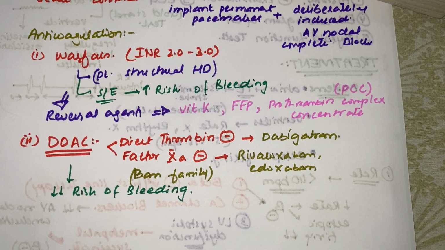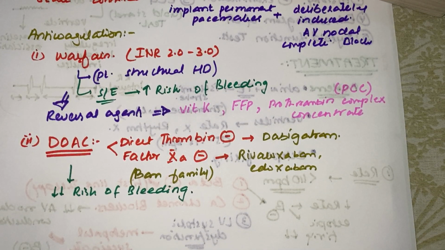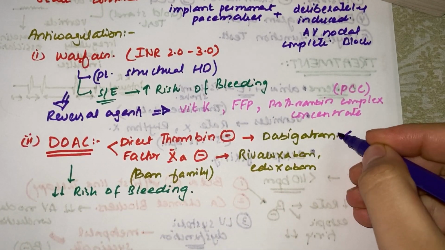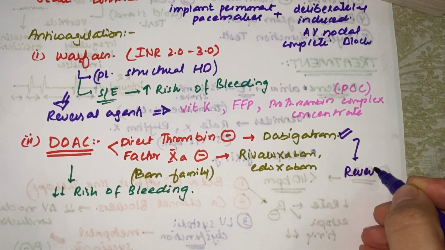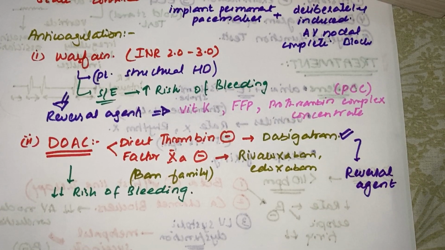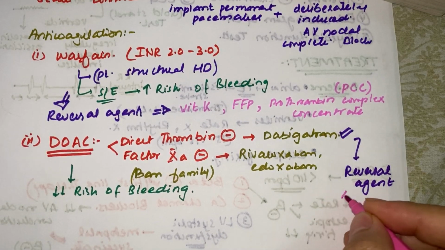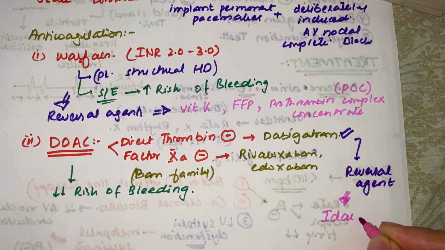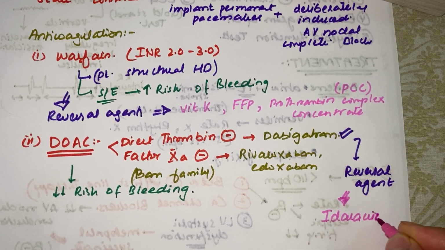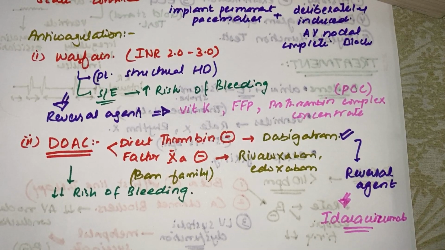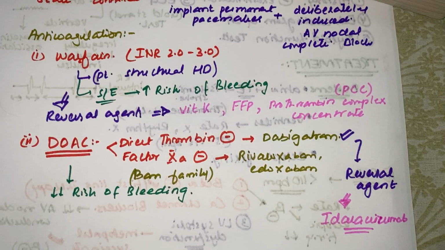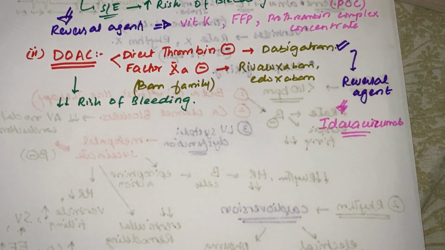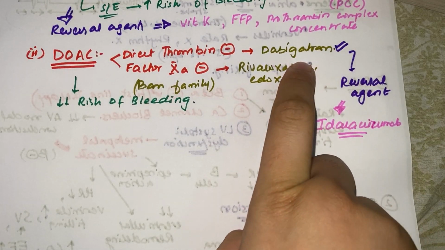But we should always have a reversal agent of the drug, if we give an increased quantity or if bleeding starts in the patient, then we should know the reversal agent. And for these DOACs, only dabigatran has a reversal agent, and its reversal agent is idarucizumab. What does idarucizumab do? It binds with dabigatran and reduces the risk of bleeding. So it's the reversal agent of dabigatran.